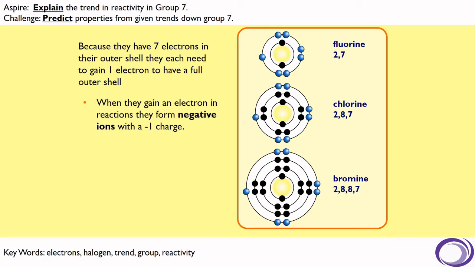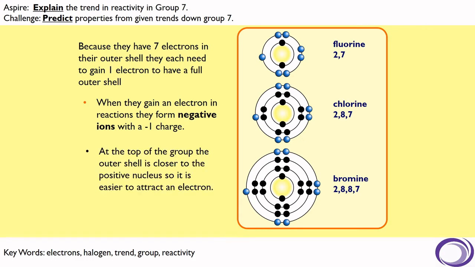Now, this time, when they gain that electron, they are forming a negative charge because they will have more negative electrons than they have positive protons in the nucleus. So that gives that ion an overall negative charge.